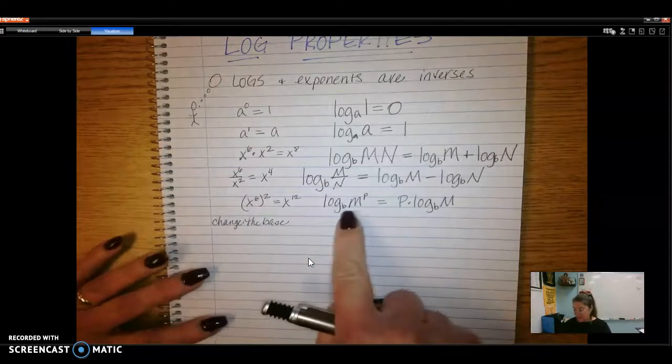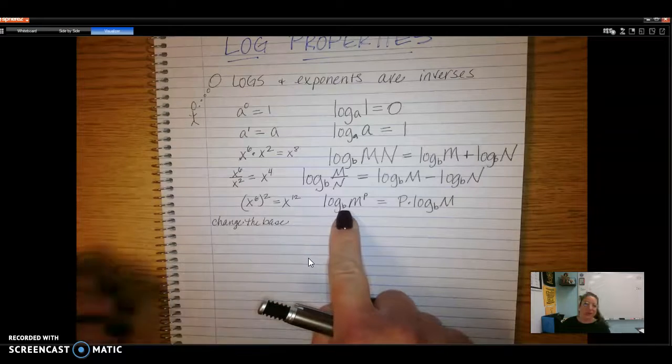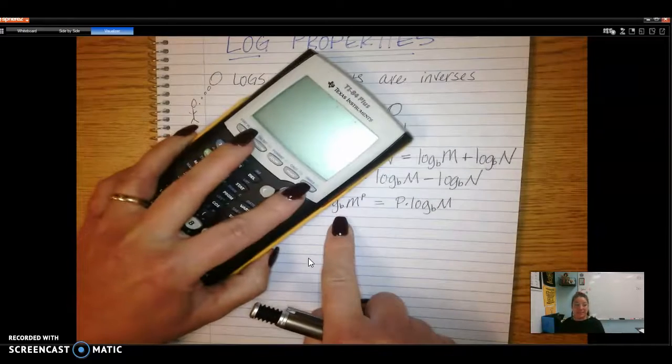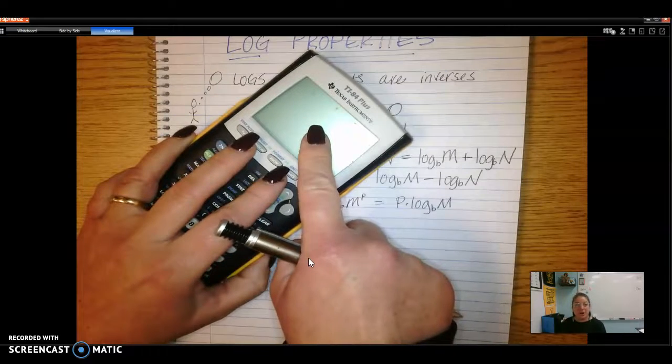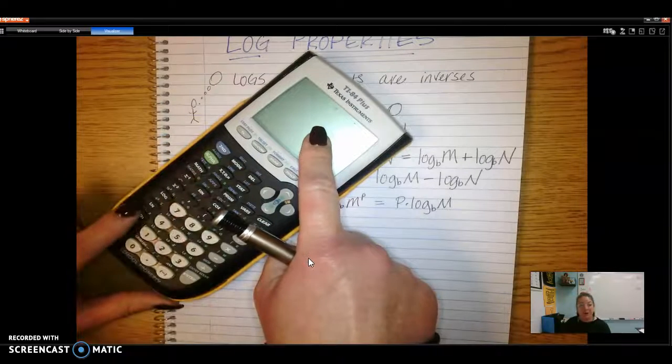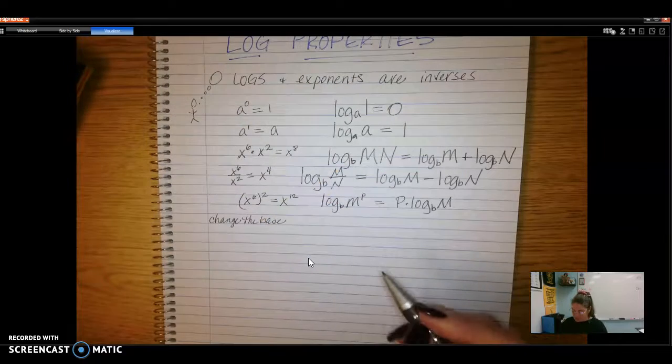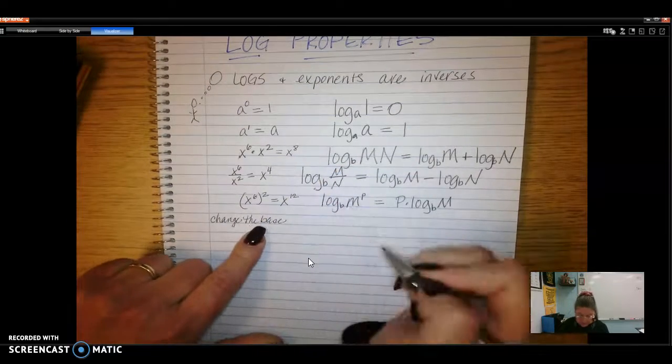So let's say you have a base of 2, and you don't know how to figure out 2 to the whatever power. Maybe you want to be able to type it into the calculator and use a log with a base of 10, or even a log with a base of e, which will give you the ln, the natural log. So the change of base formula looks like this.